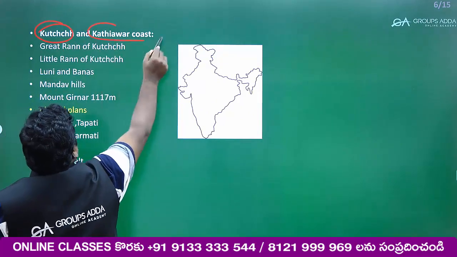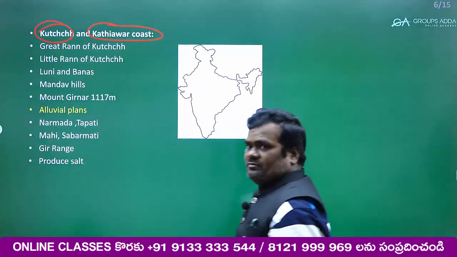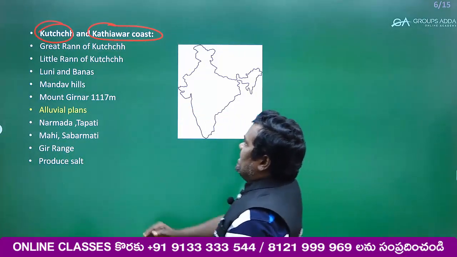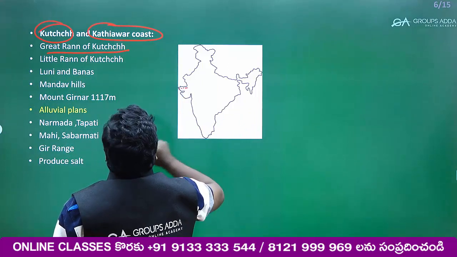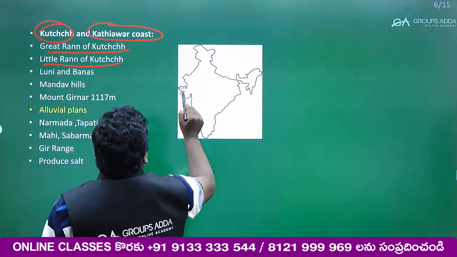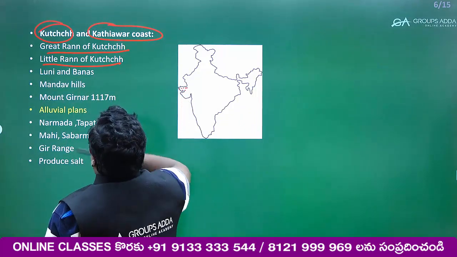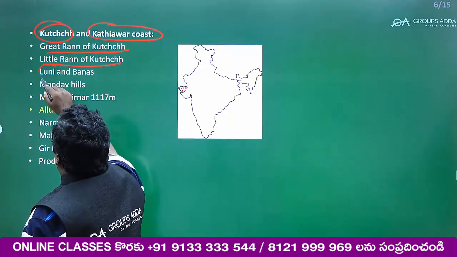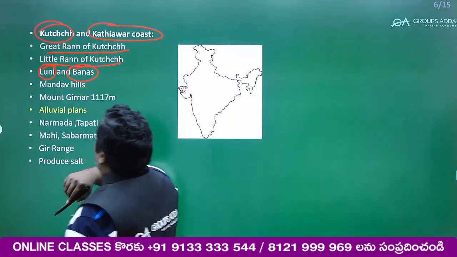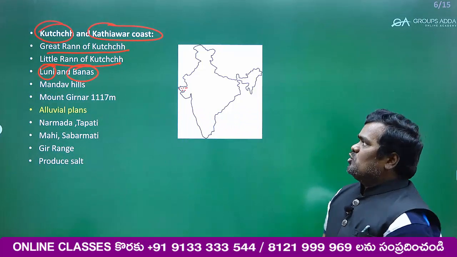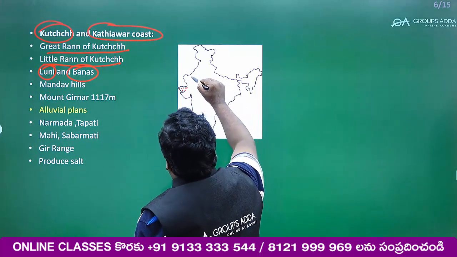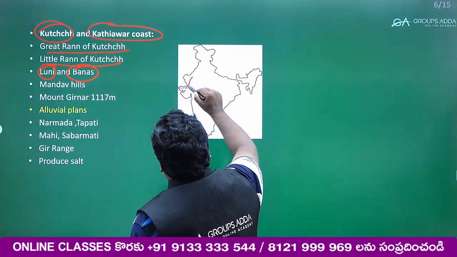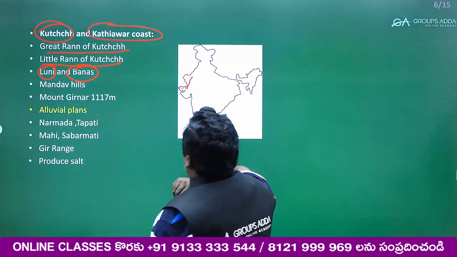Kutch and Kathiawar coast. My dear friends, see here, the Great Run of Kutch, the Little Run of Kutch, here it is. Then here, my dear friends, the Luni and Banas rivers, these two rivers have taken birth here, entered this line and submerged here.